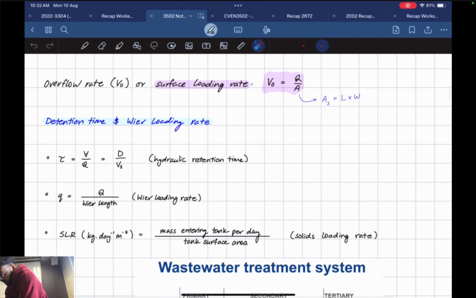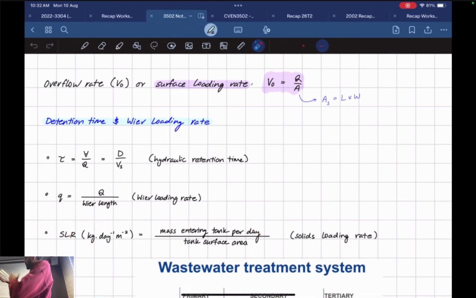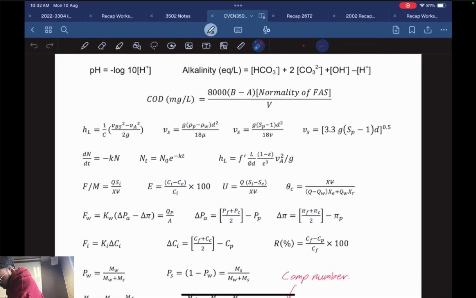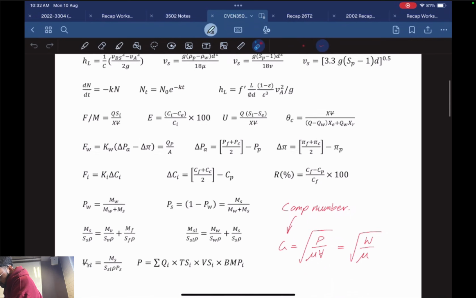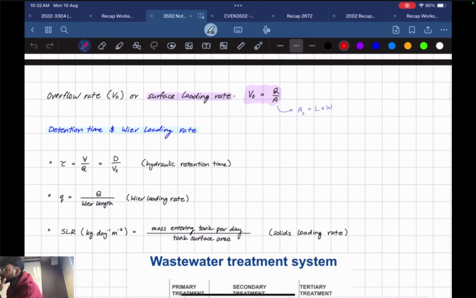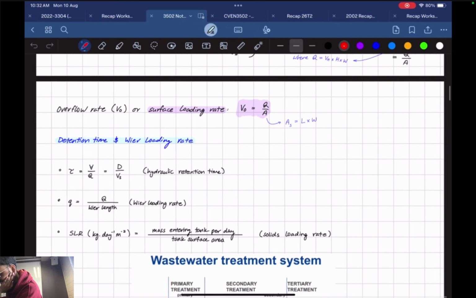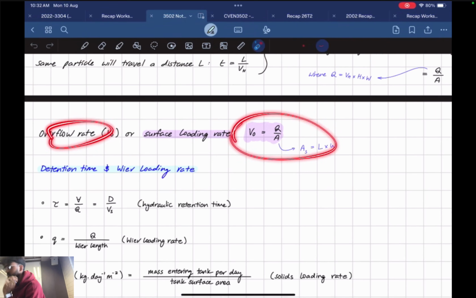So, I'll show you guys SLR. So this is our solid loading rate. The formula it follows is mass entering the tank per day divided by the tank surface area. I'm pretty sure this is on your formula sheet. Never mind. Oh, this is a horror formula sheet. Okay. Do you have the updated one? That's the 2026 one. That's the one that you guys are going to get. And then the surface loading rate, or the overflow rate, follows this equation up here.